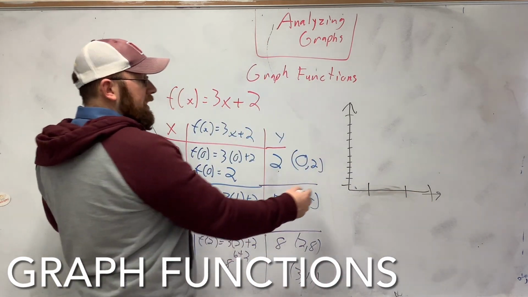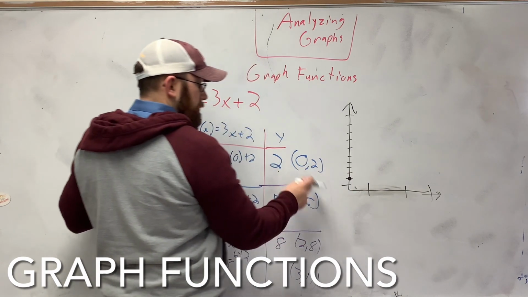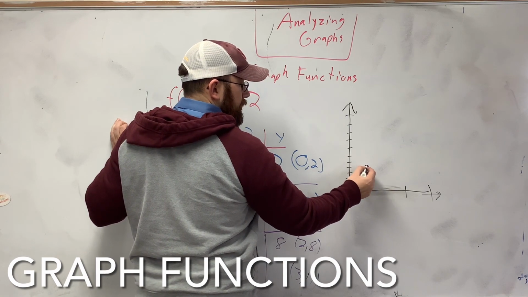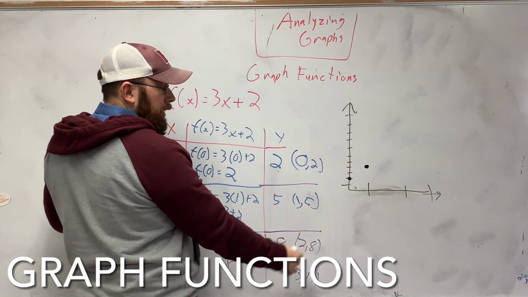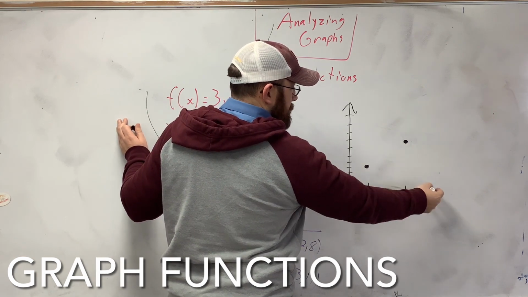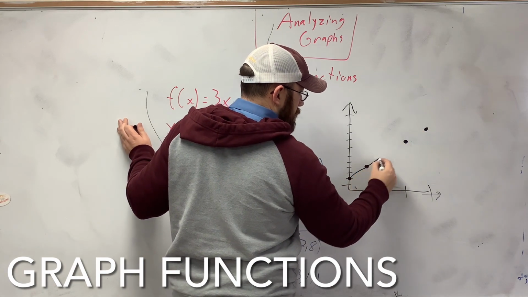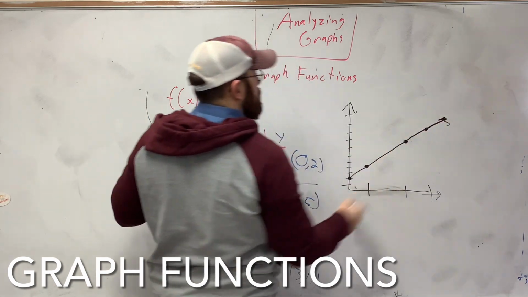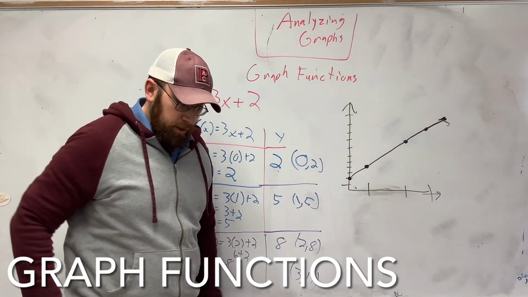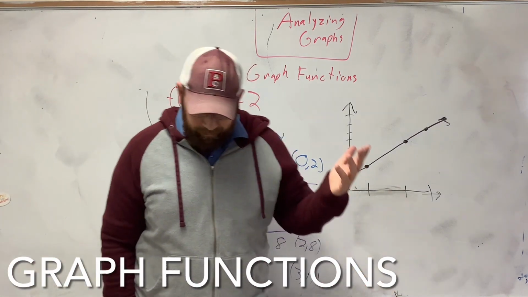So my first point is at 0, 2. My next point is at 1, 5. My next point is at 2, 8. And my last point is at 3, 11. Then I just draw a line to connect them. And that is how you graph a linear function using a table. You can make it simpler if you want, however you want to do it.